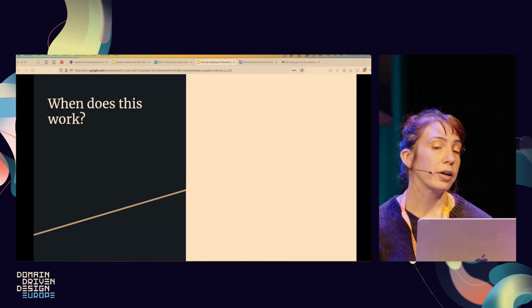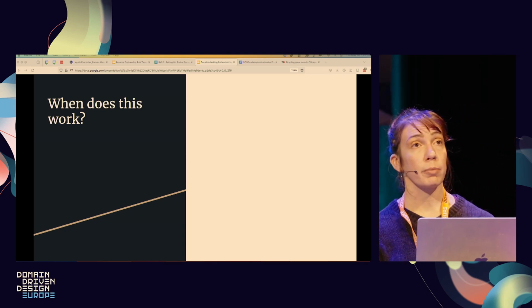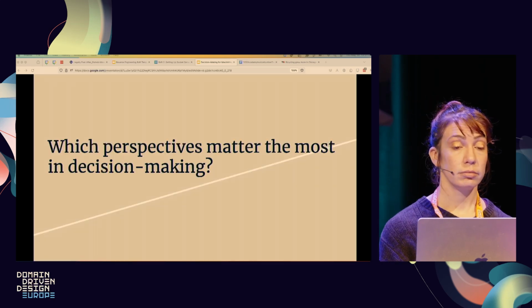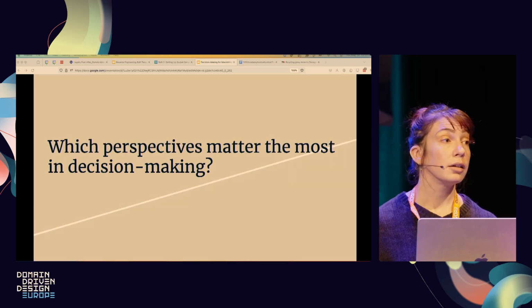When does a winner-take-all majority vote situation work particularly well? Again, before we list the conditions, let's reflect. Which perspectives matter the most in this kind of decision-making? This one sounds so idyllic in theory. Everybody equally, right? Sure, everybody gets a vote. Everybody gets an equal say. When can that work well?